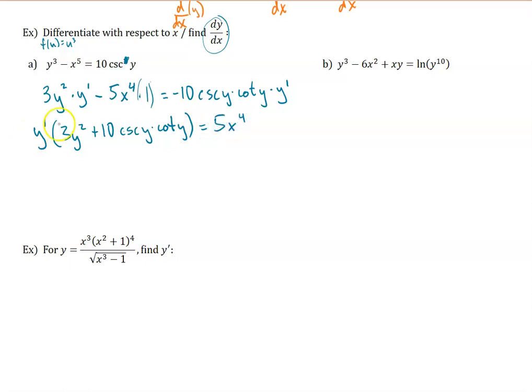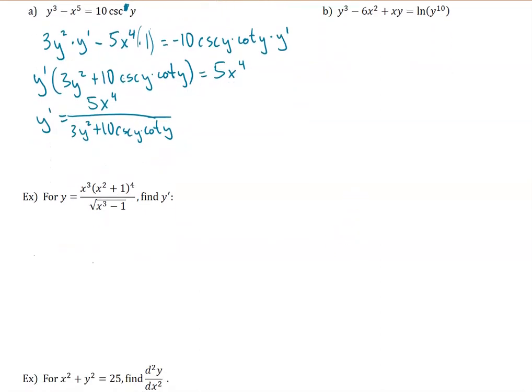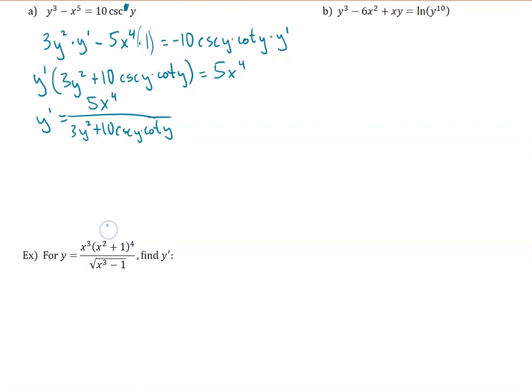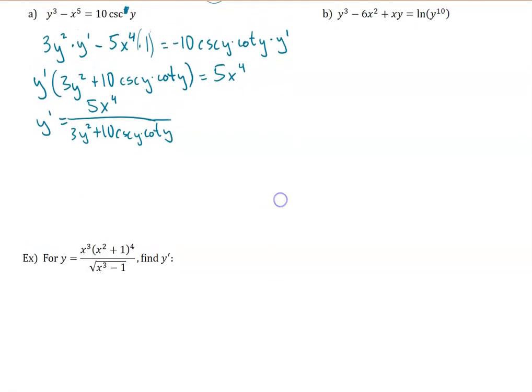Last step, because I'm solving for y prime, I need to divide the entire equation by everything inside the parentheses, and I get y prime equals 5x to the fourth all over 3y squared plus 10 cosecant y times cotangent y. And that is my derivative. Now, I did say I was going to write this two different ways, so let me move these down a little bit. Okay, the other way is using the Leibniz notation.